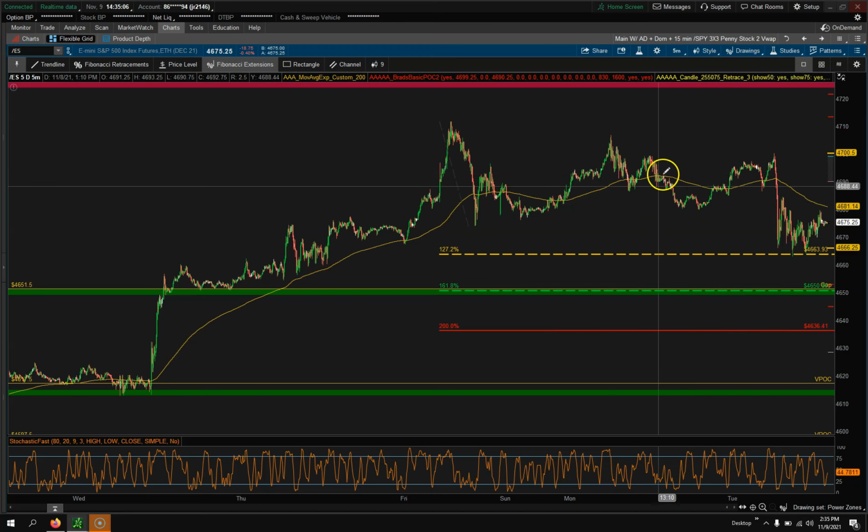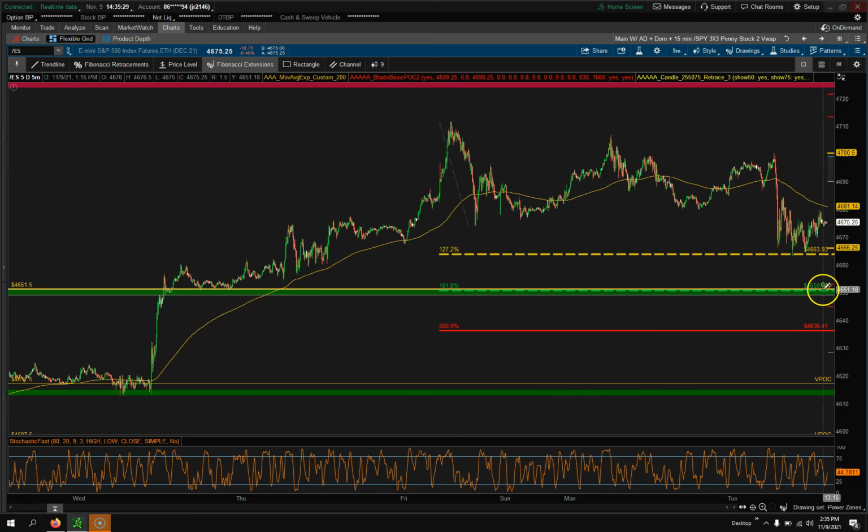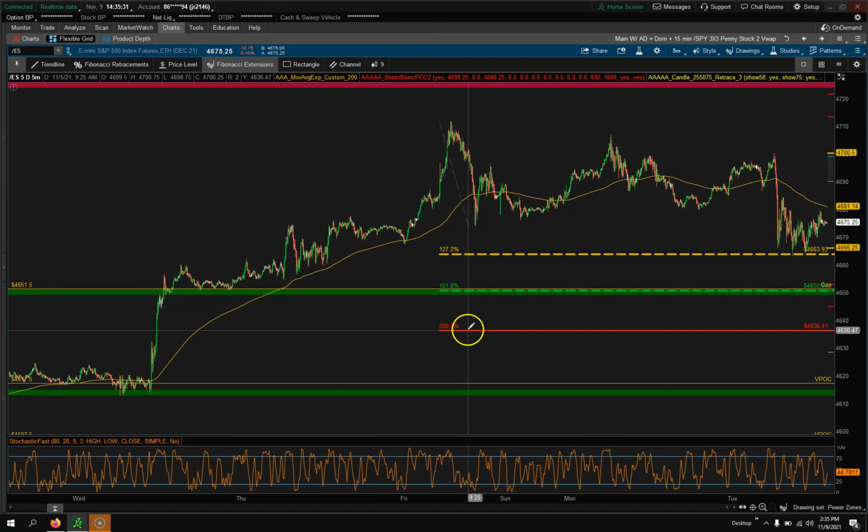And look at what price did, right? It took a day or so for it to actually finally resolve itself to the downside, but that's what the markets do. It makes it tough for us sometimes. But look at this. Price came right down to our 127.2% and then bounced. Okay, our 161.8% is right down here at this 46.50 level, and then our 200% is at the 46.36.